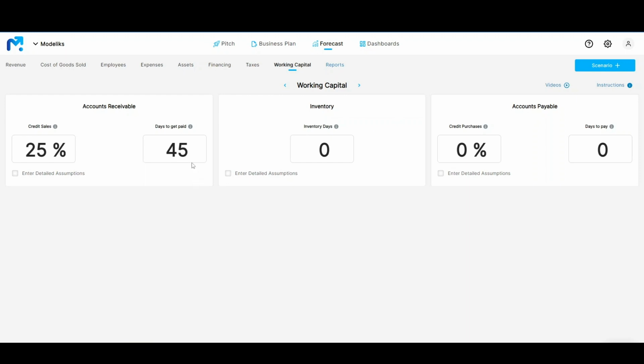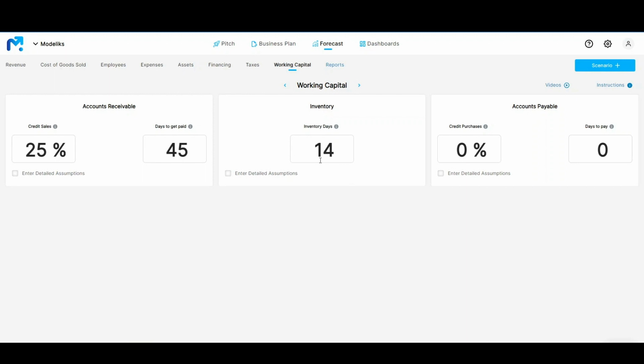Up next, inventory. Here you need to input how many days of sales you hold in inventory. Assuming you know that you typically sell 100 goods a day, you want to hold some inventory, say 2 weeks, to not run out and to be able to serve demand peaks. Input 14 days here.